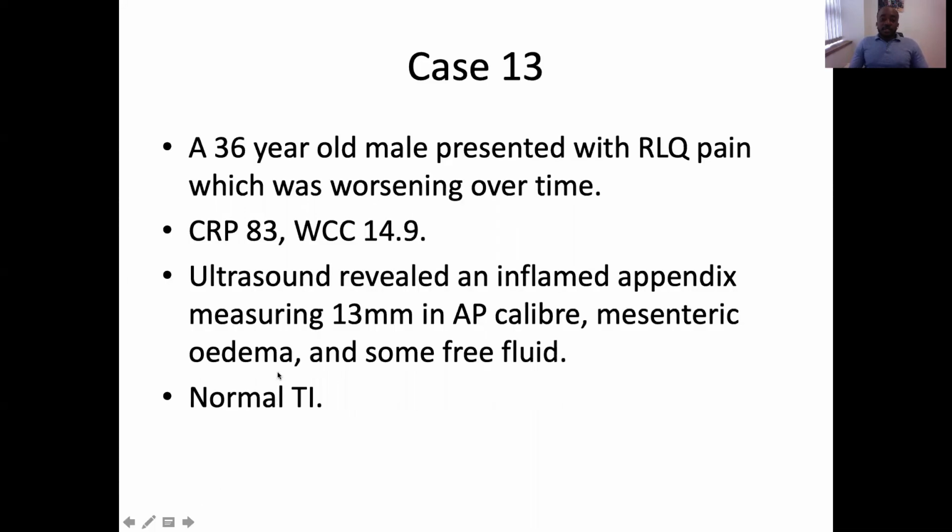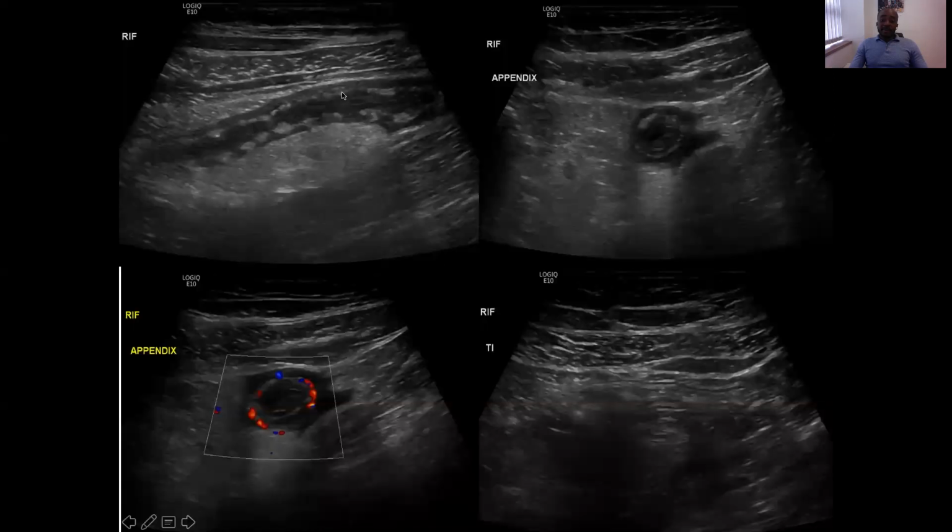So this was a 36-year-old male who presented with right lower quadrant pain, which was worsening over time. The patient had high CRP and high WCC, and was sent to ultrasound for appendicitis. Ultrasound revealed an inflamed appendix measuring over 13 millimeters in AP caliber, and some mesenteric edema and free fluid. Terminal ileum was normal. You can see the appendix here. So that's an inflamed appendix.